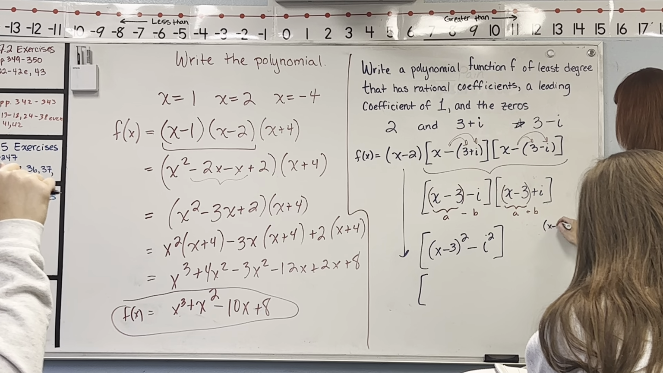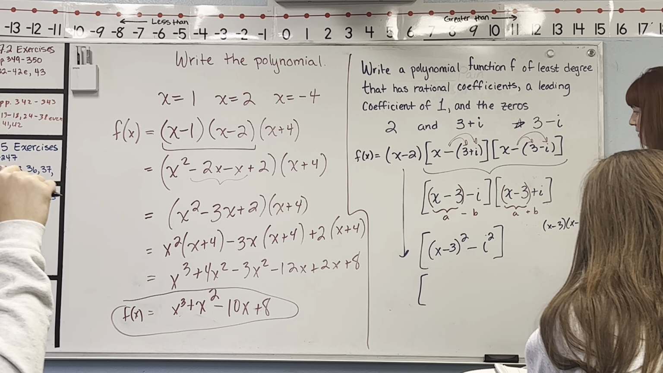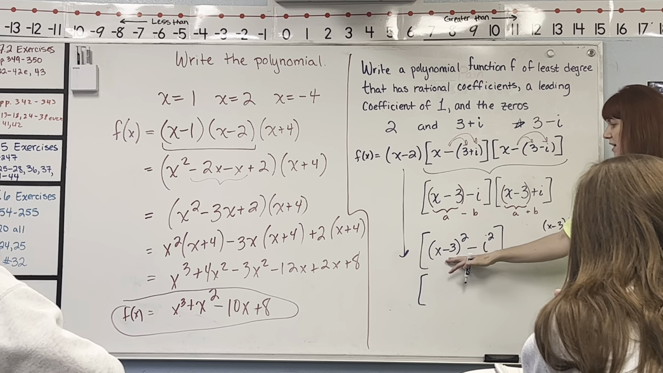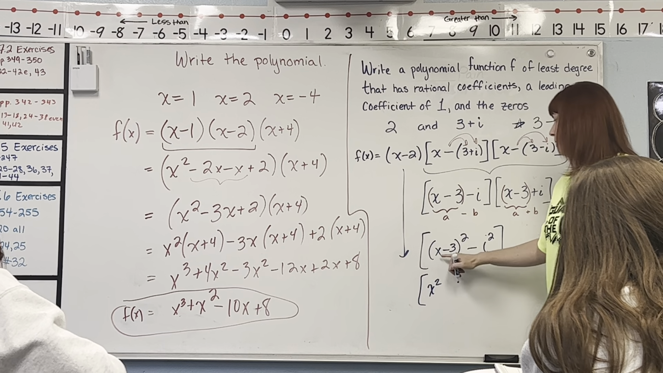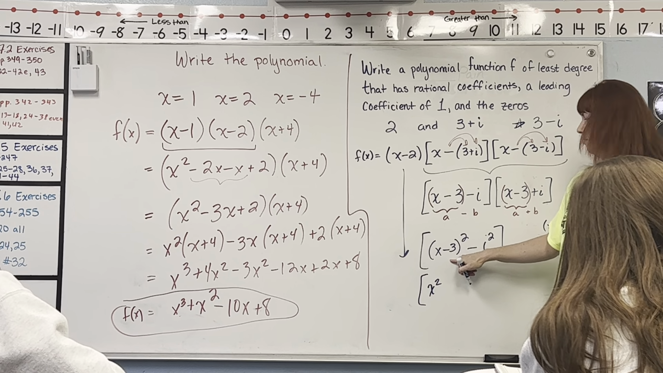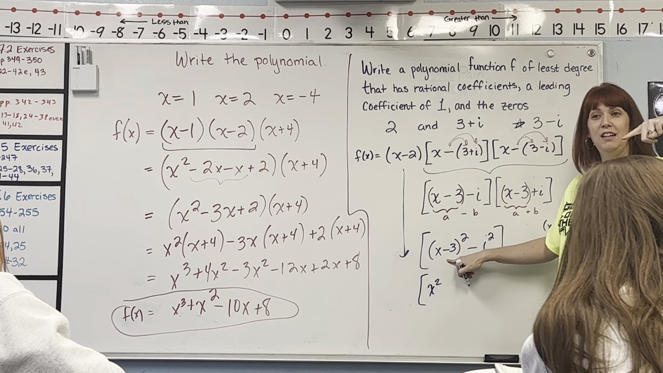X minus 3 times x minus 3. The trick for this one is you square the first one. You multiply x times -3. What's that? -3x, you double it. And then the last term, minus 3 squared, is positive 9.